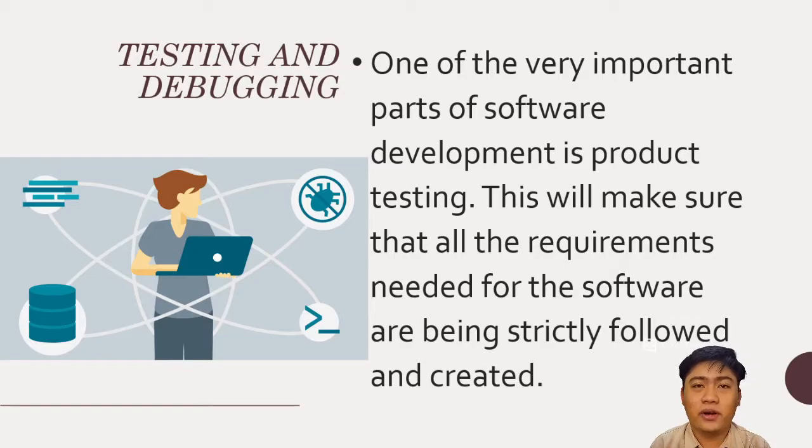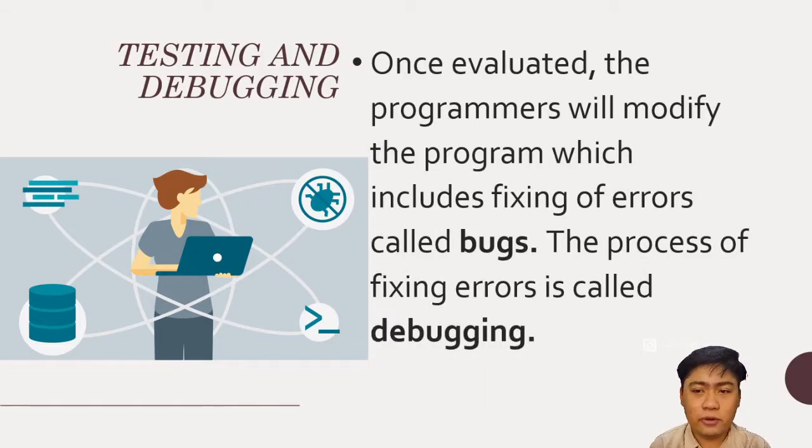the software for improvement. Once evaluated, the programmers will modify the program, which includes fixing of errors called bugs. The process of fixing errors is called debugging. Once the program is free of errors, it is considered finished and ready to use.